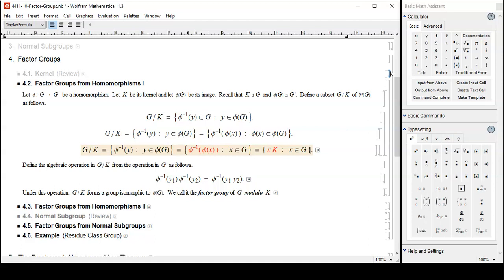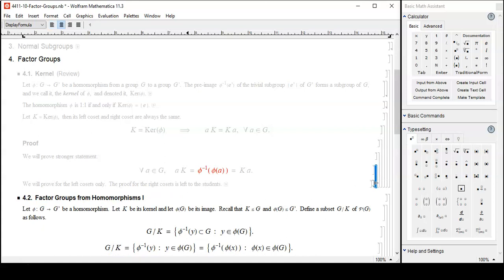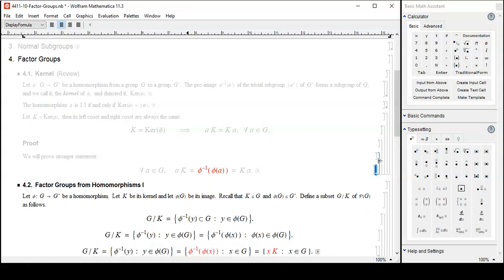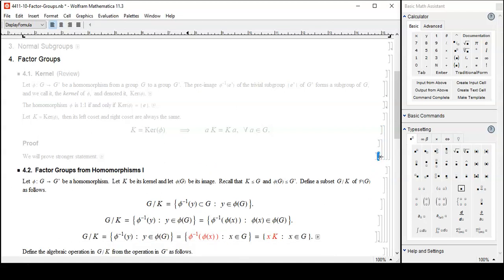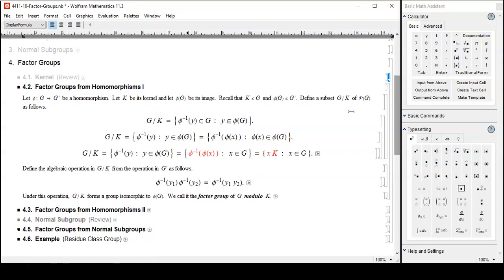Remember this? We went through that already. And the proof was rather complicated. We had to prove both inclusions. But that's something we already did, so I'm not going to redo that. Just remember this expression, the preimage of the function value. Okay, we got the definition now.